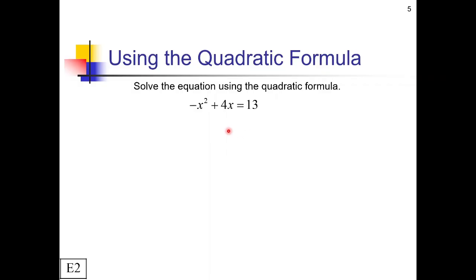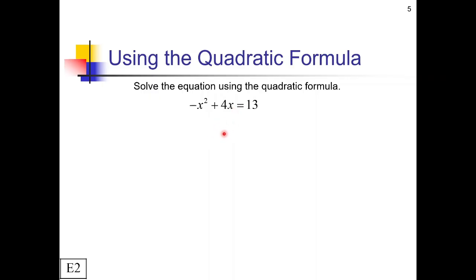All right, so first, just as before, we want to put this in standard form, because if we don't, then we're going to be picking maybe the wrong numbers for A, B, and C. So you've got some options here. One option is you could subtract the 13 over to the left side. That would be the fastest way to get standard form.